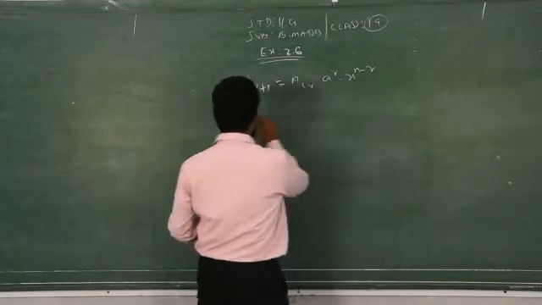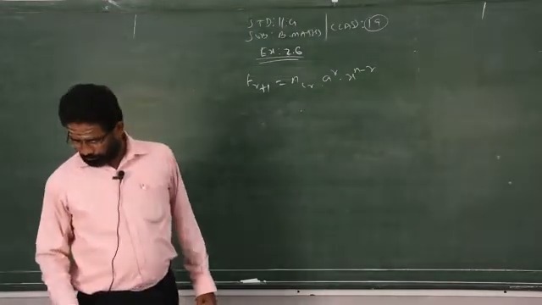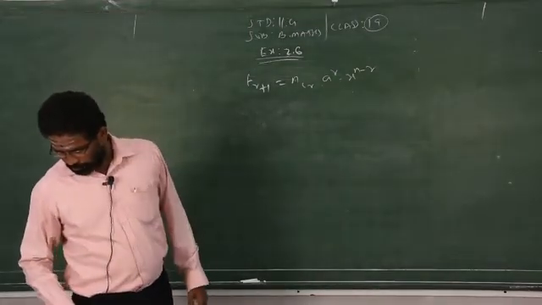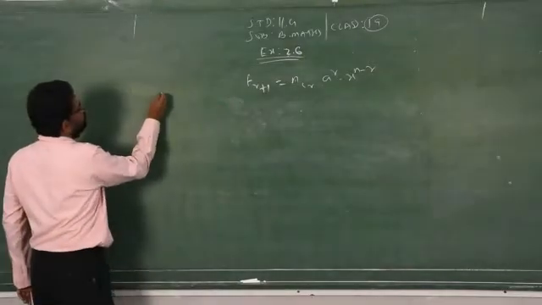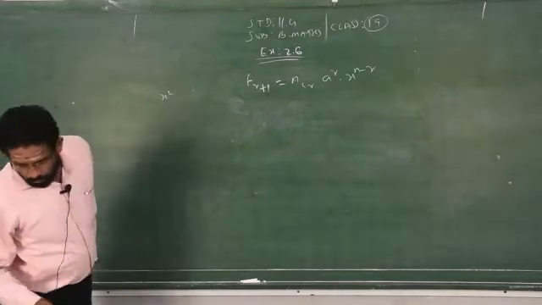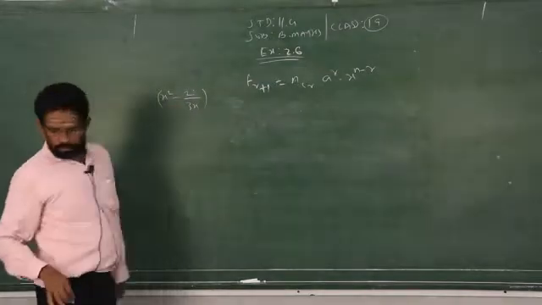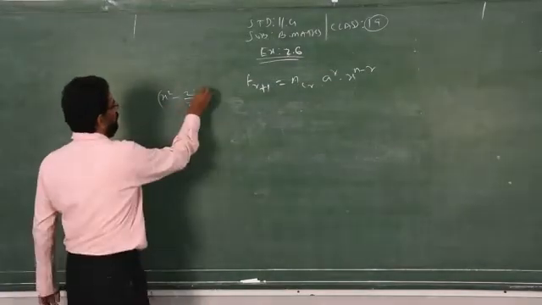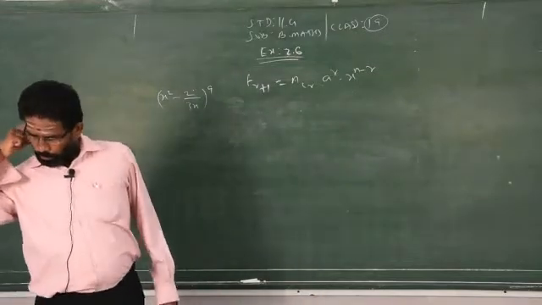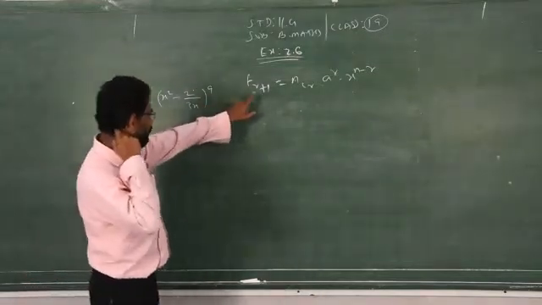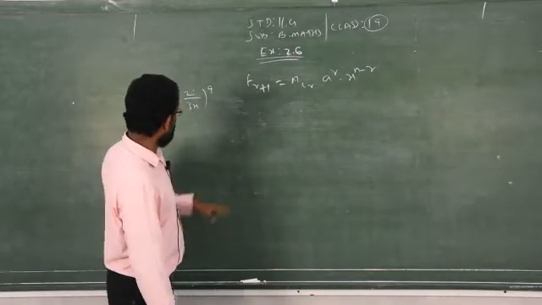Clear? Based on that we will see question number 5. Find the term independent of x in the expansion of x square minus 2 by 3x whole power 9. We do not know which term, they did not ask to find the 5th term or 10th term. They asked to find only the independent term.